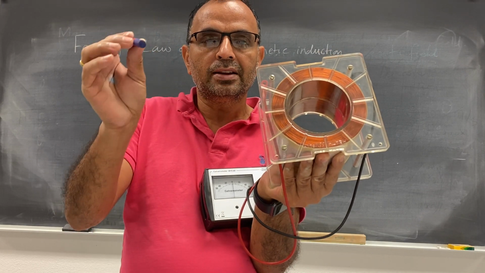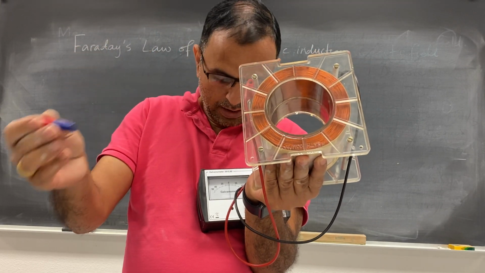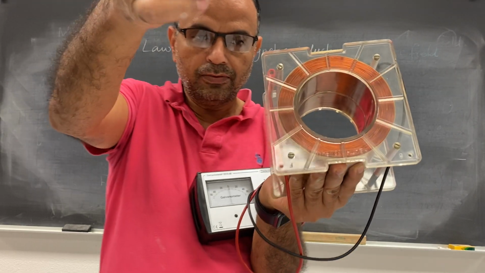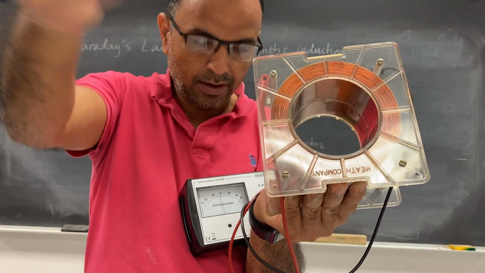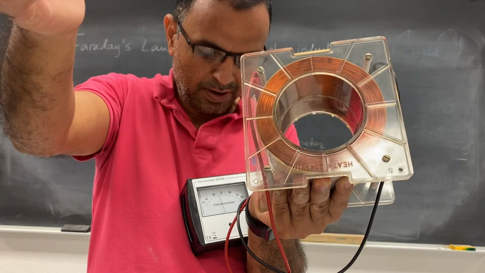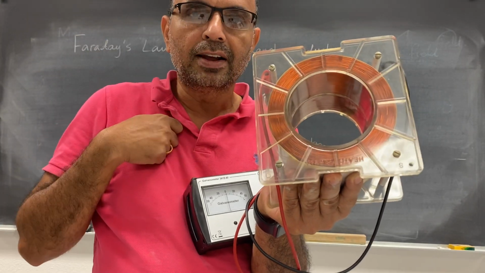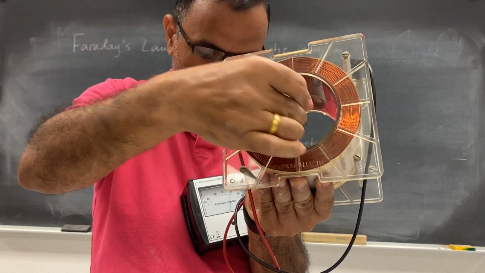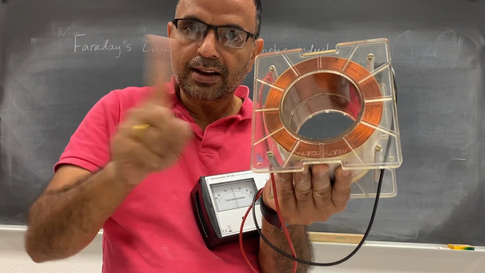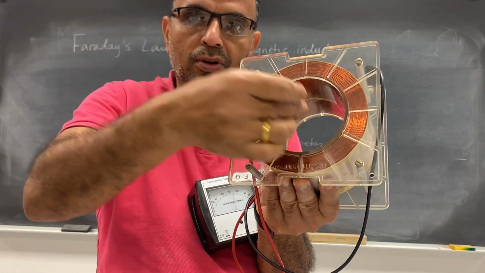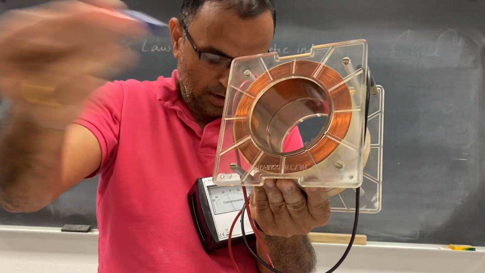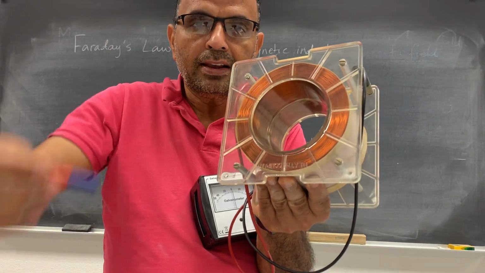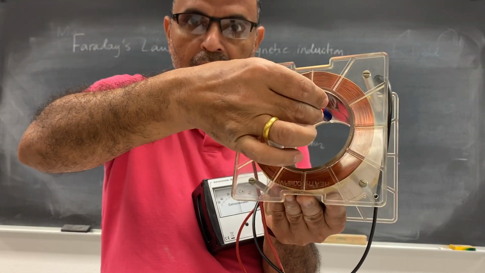Now I have a magnet here, and if I bring the magnet here, look carefully, do you see any deflection there? If I move the magnet, I can see the deflection. The needle is deflecting like this because I move back and forth. You can see the deflection. Please observe carefully.